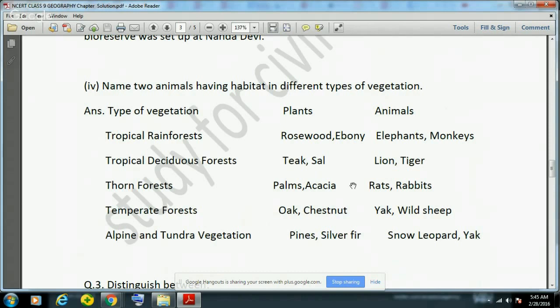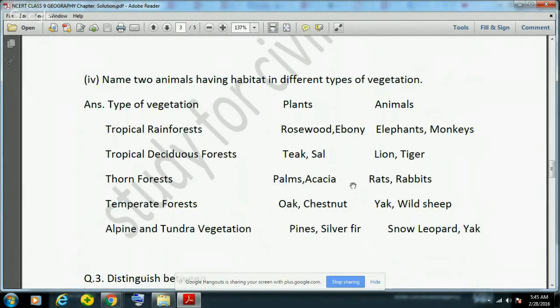Then the fourth one is the temperate forest. Plants are oak and chestnut. Animals are yak and wild sheep. And then alpine and tundra vegetation. Plants are pines and silver fir. And animals are the snow leopard and yak, and sometimes red panda also.